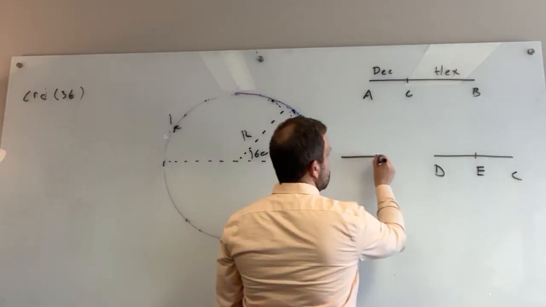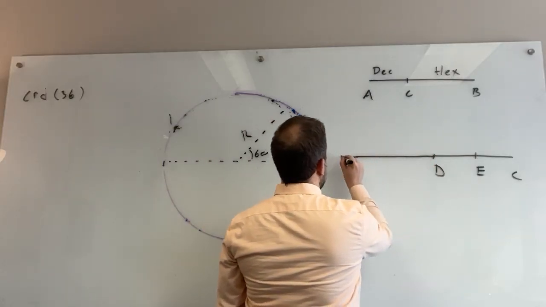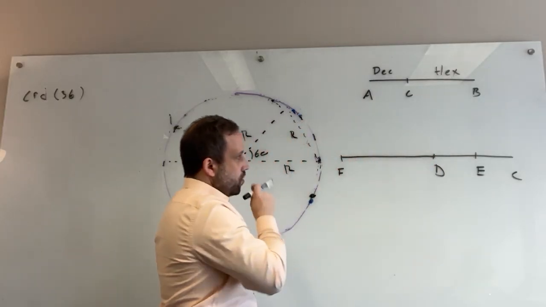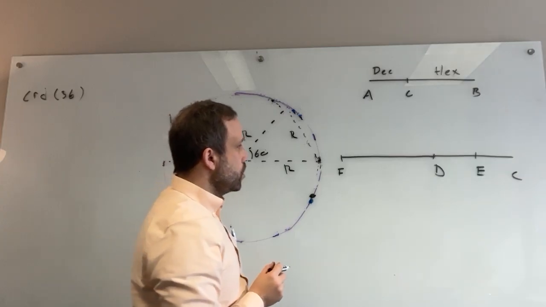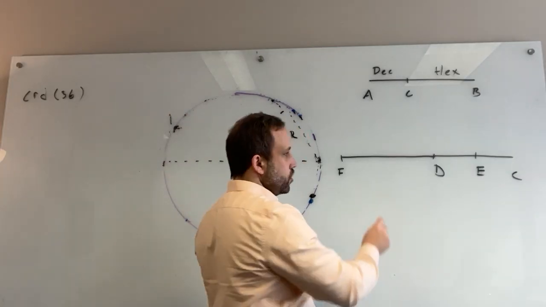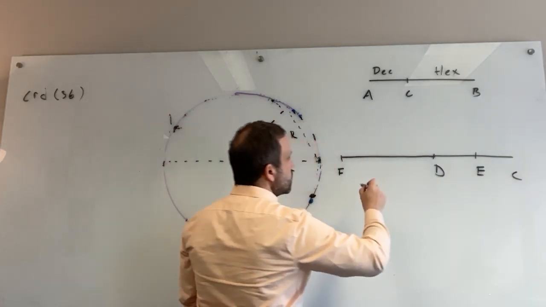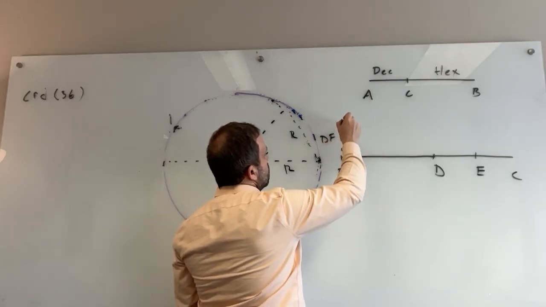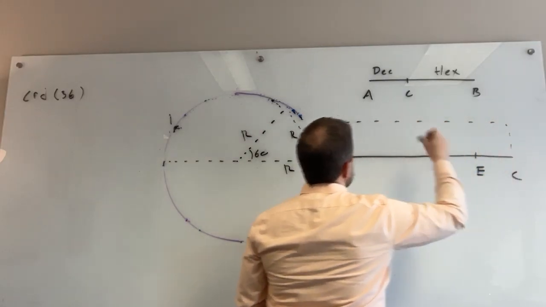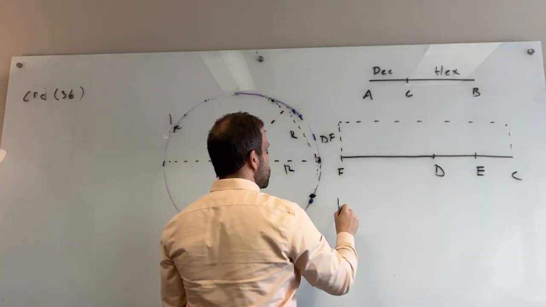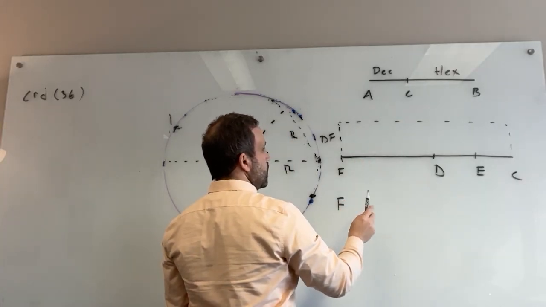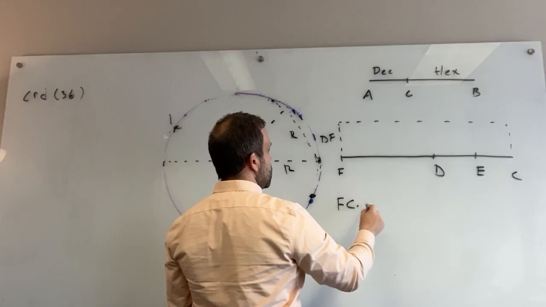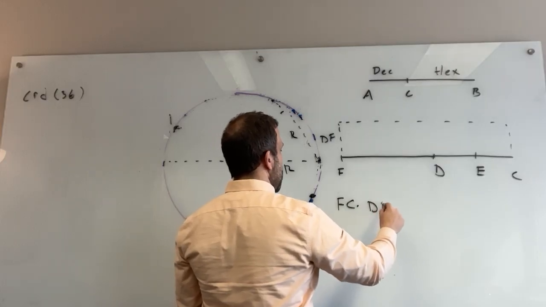And then let's say we add some other line segment like this. This is F. What Euclid proves is that if you look at the rectangle whose side length is this entire side length and whose height is equal to DF, this is not to scale. If you look at this rectangle, its area is going to be equal to FC times DF.